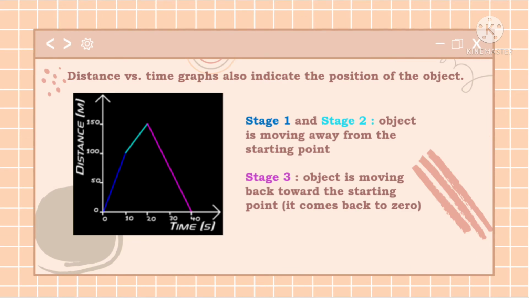In stage 1 and stage 2, the object is moving away from the starting point, while in stage 3, the object is moving back toward the starting point and it comes back to 0.